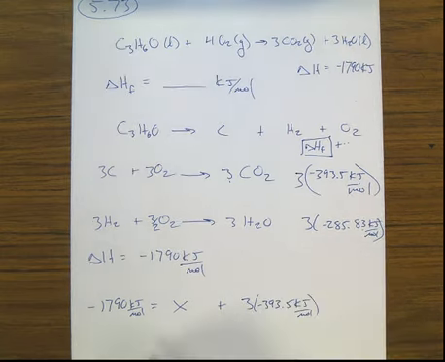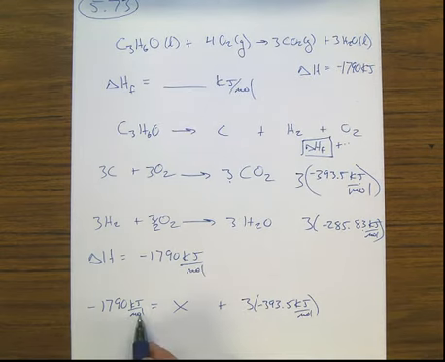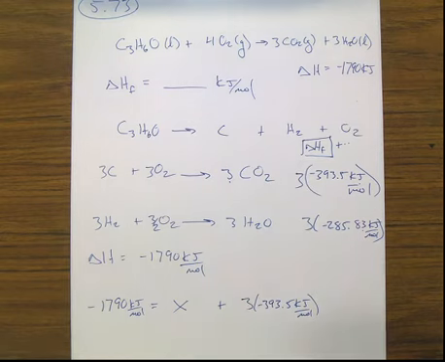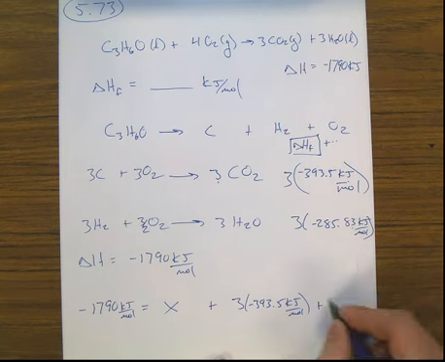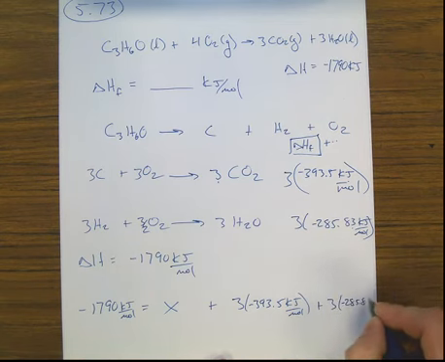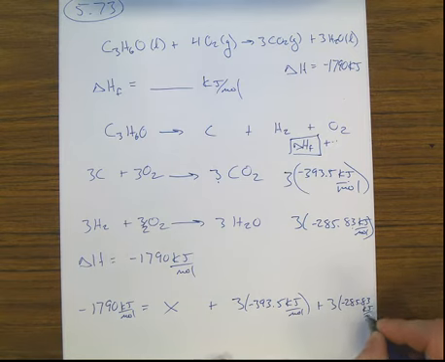And don't forget, I was able to make this per mole, even though in the given information it was just kilojoules, because it was 1 mole of acetone reacting. If it was 2 moles, then I'd have to change that. So I'm going to add it to this, which is 3 times negative 285.83 kilojoules per mole.